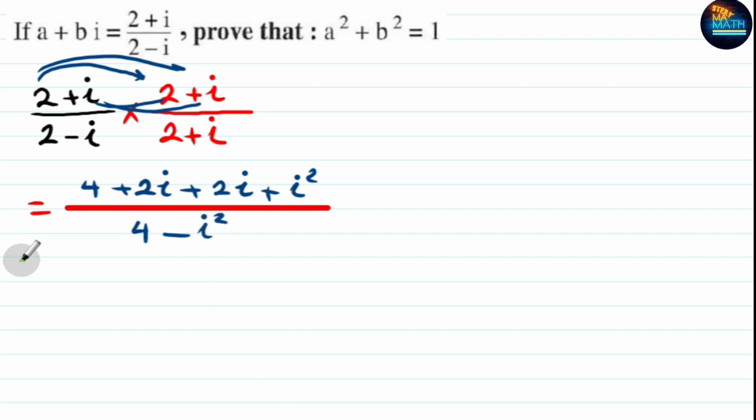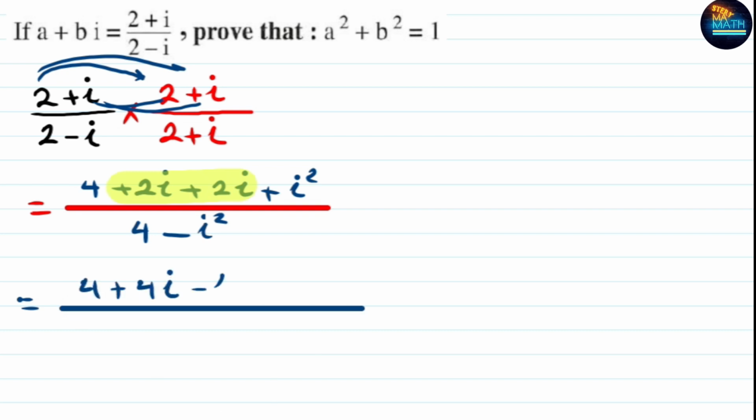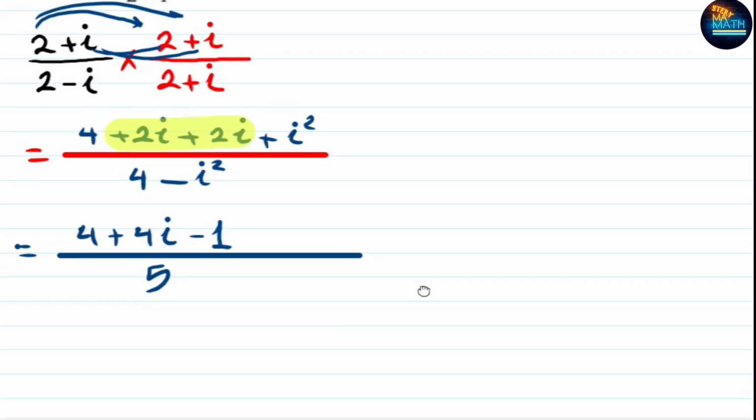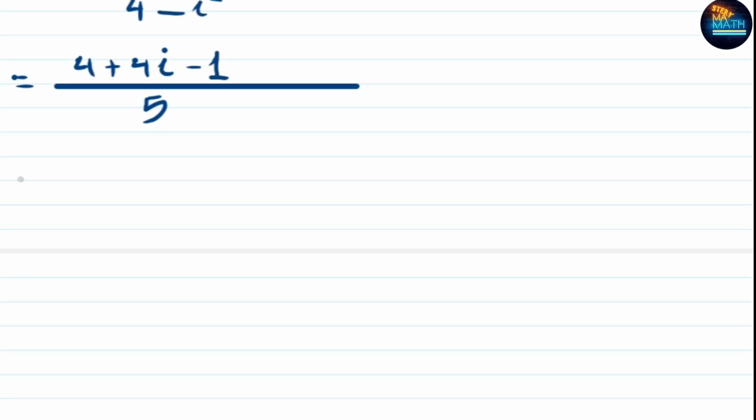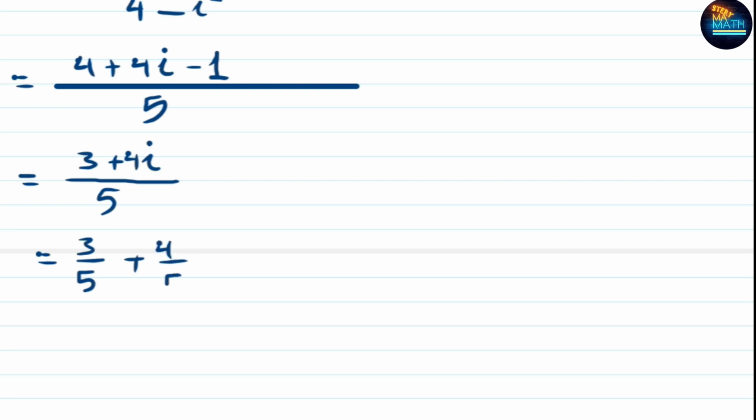Let's go back to the numerator. You have like terms here. You have 2i and 2i, so they are 4i. And i squared is equal to negative 1, of course, divided by 4 minus i squared, which is 4 minus negative 1, which is 5. In the numerator, you have 4 minus 1, which is 3, plus 4i, divided by 5. So the answer is 3 over 5 plus 4 over 5i.